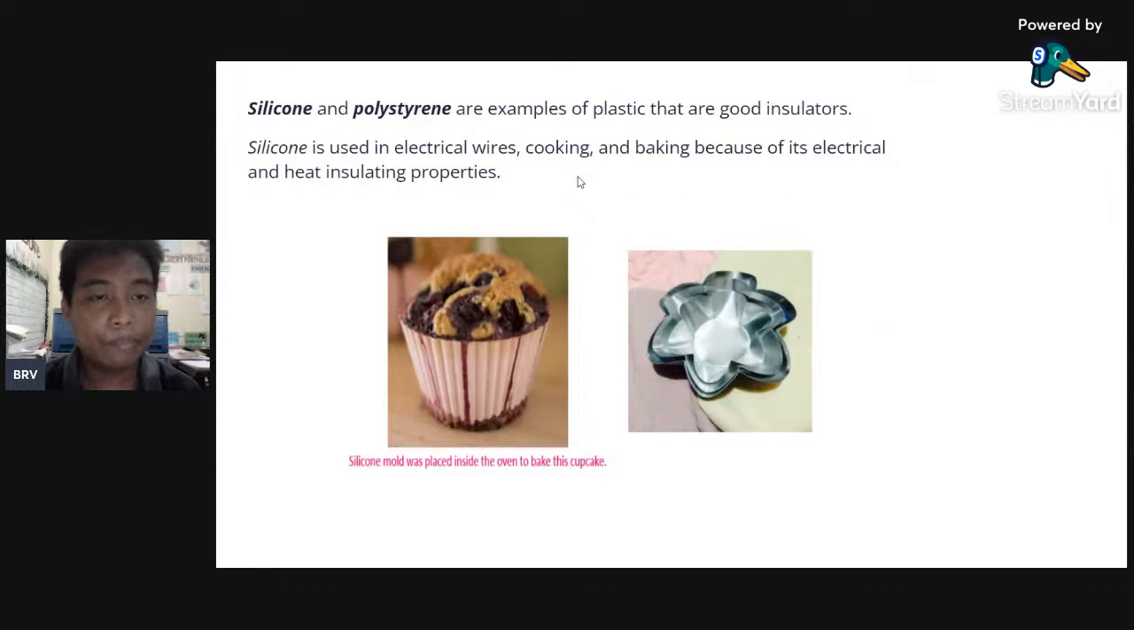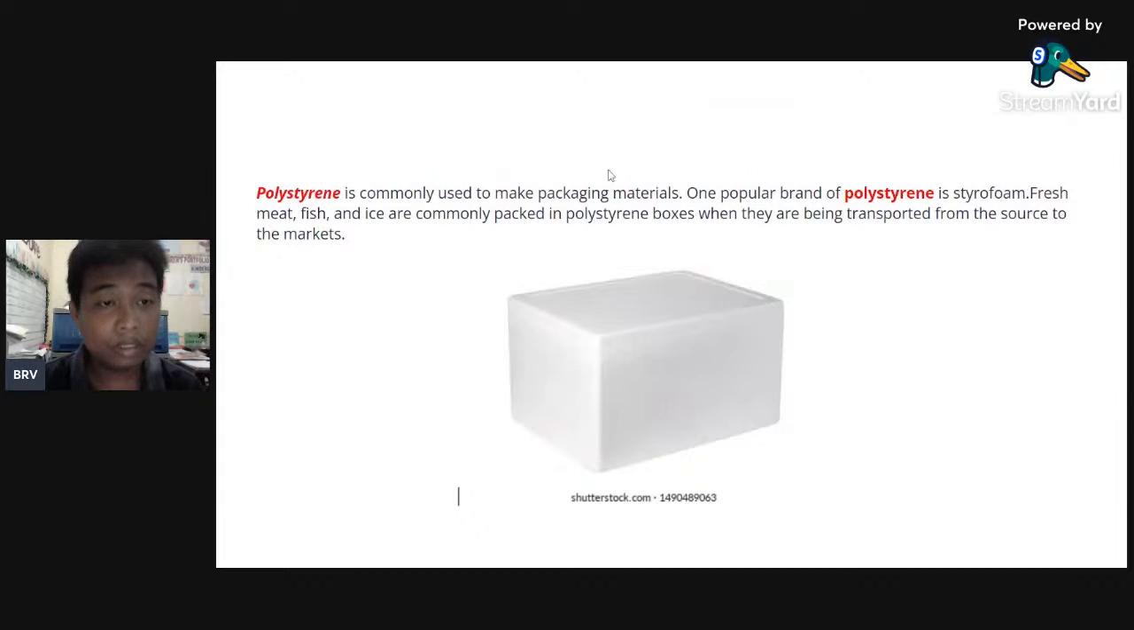Okay, silicone and polystyrene are examples of plastic that are good insulators. Silicone is used in electrical wires, cooking and baking because of its electrical and heat insulating properties. So it is used because it is a good insulator. Polystyrene is commonly used to make packaging materials. One popular brand of polystyrene is Styrofoam. Fresh meat, fish, and ice are commonly packed in polystyrene boxes when they are being transported from the source to the market. So that's the Styro.